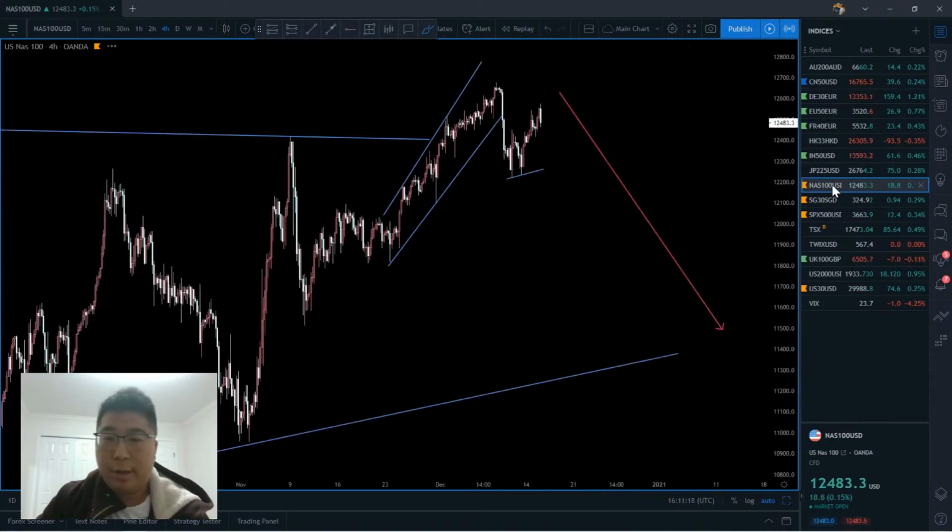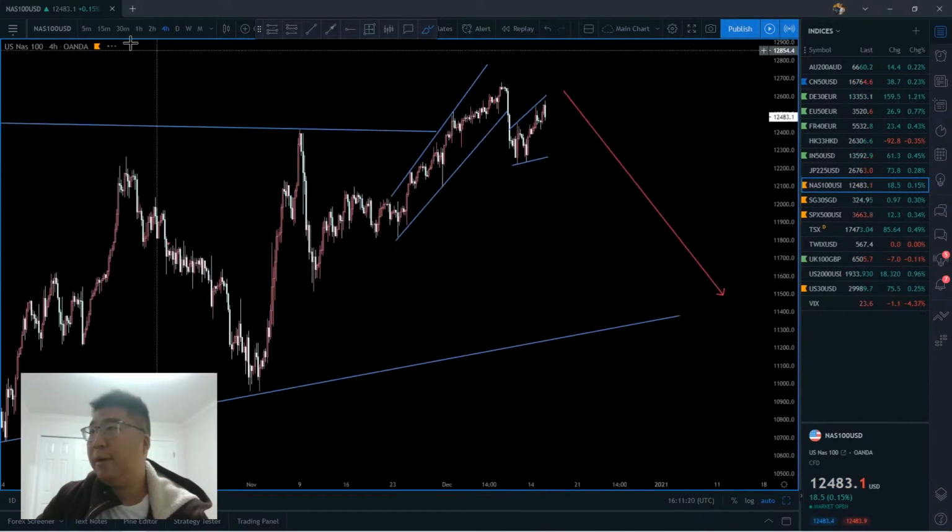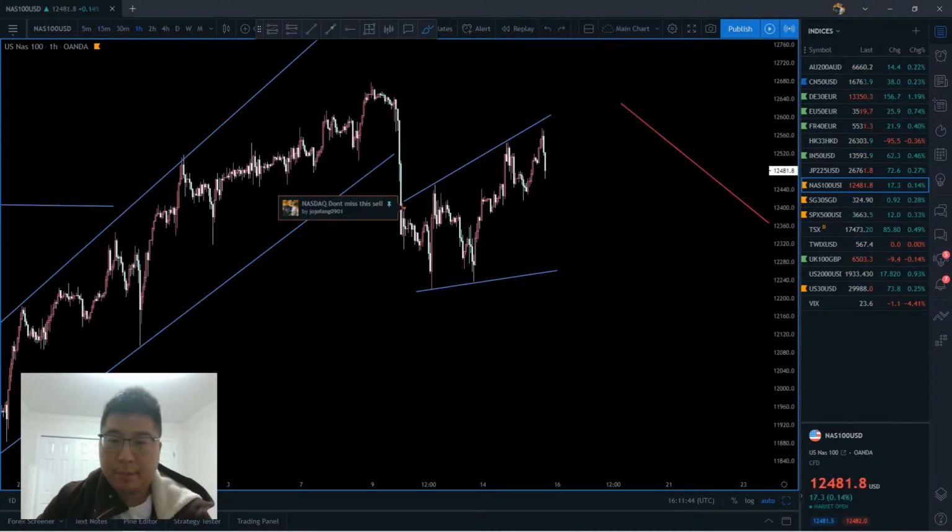Am I still waiting for bearish impulse? Yeah, I am still waiting for bearish impulse on Nasdaq. Looking like it could have some.